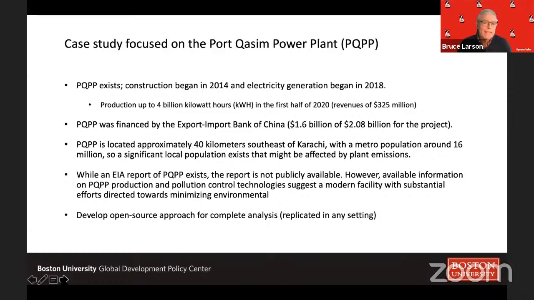Also, while an environmental impact assessment report exists for the power plant, it turns out the report's not publicly available. However, from the available information we do have, we know that the plant was created with very modern production and pollution control technologies. So we have a modern facility with substantial efforts directed towards minimizing environmental problems, at least based on the planning documents and what was constructed. Also, we do this case study because we wanted to develop a case study where we could use open source data and an open source approach for completing this analysis that can really be replicated in any setting for essentially any point source pollution setting. Could be BRI related or not, it could be coal-fired power plants or not, but it's a fairly generalizable approach.